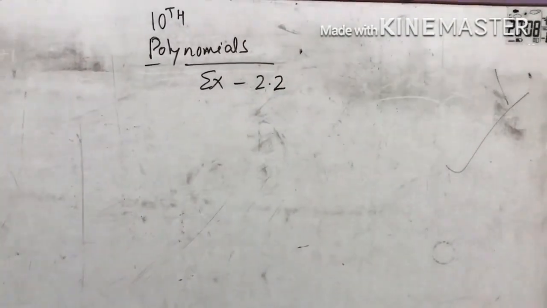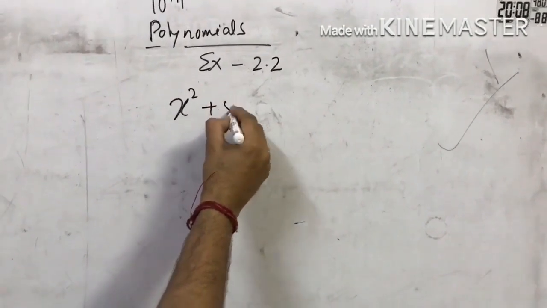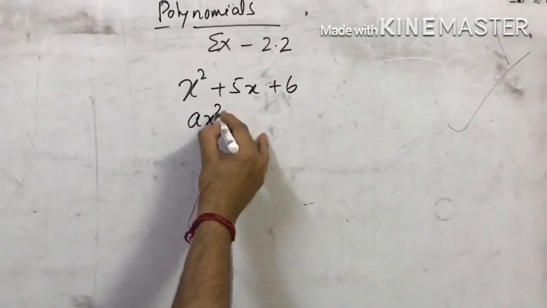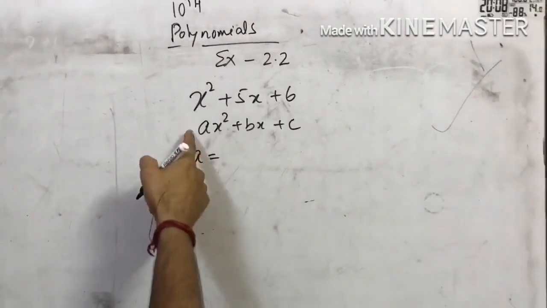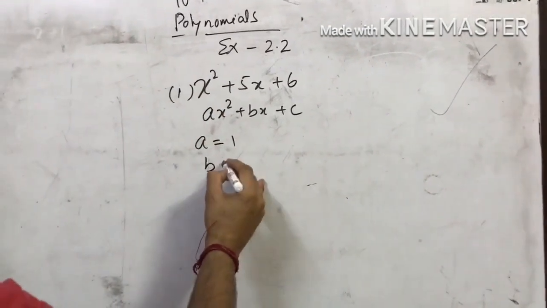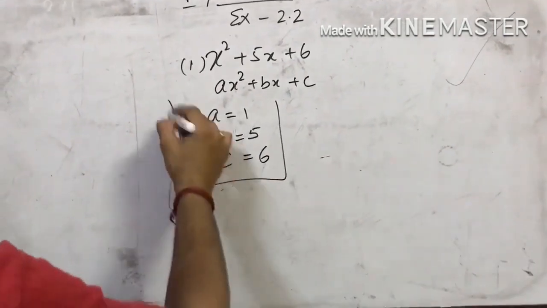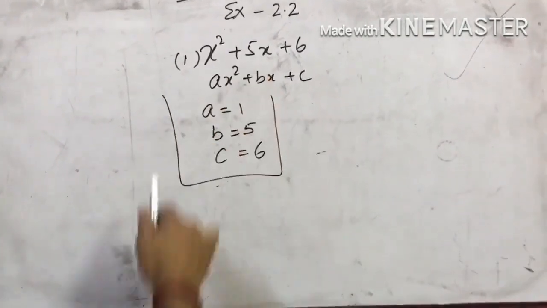Before doing exercise number 2, let's do some basics. Suppose you have an equation like x square plus 5x plus 6. Suppose. So you can compare it with this quadratic equation. So you will come to know what is a. So a will be the number here. So this number is hidden, that is 1. So a is 1, b is 5 and c is 6. So now you can understand what are these values by comparing this equation with your given equation.